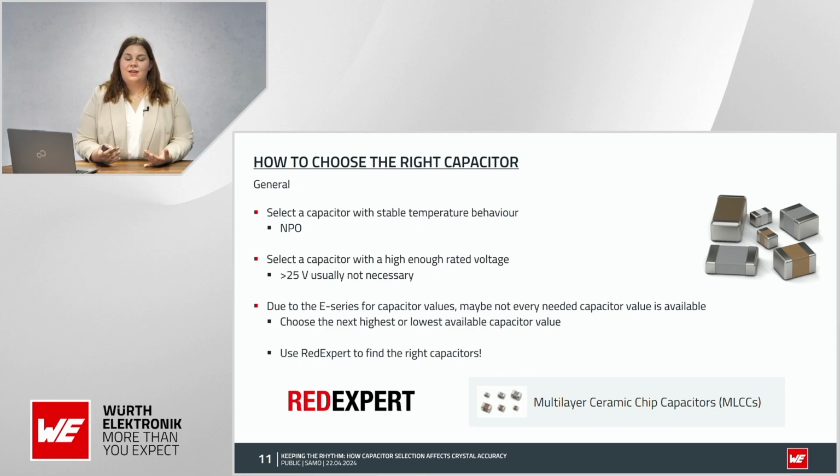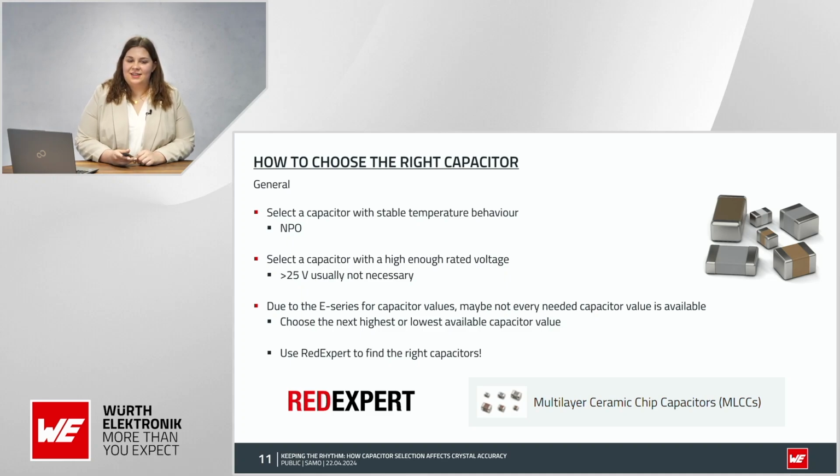The other important thing here is you can do all the calculations with the formulas I showed before. You can try to be as precise as possible. You can try to make sure to have the right stray capacitance. You can make the calculation, but you can end up with a result where there is just no capacitor with that value. Due to the E-series for capacitor values, not every value you might need will be available. So just choose the one that is next to the one you need, the next highest or lowest, depending on what's closer to your value. And then make sure to measure the frequency afterwards to be sure that you chose wisely.